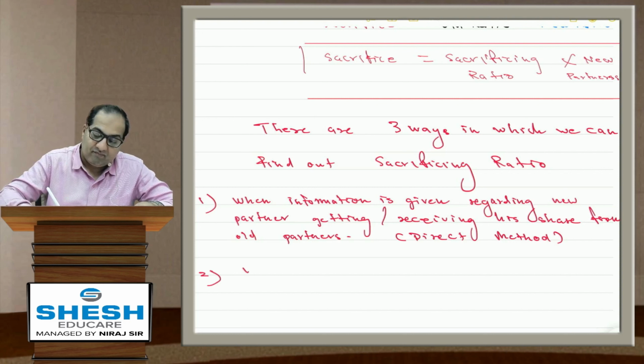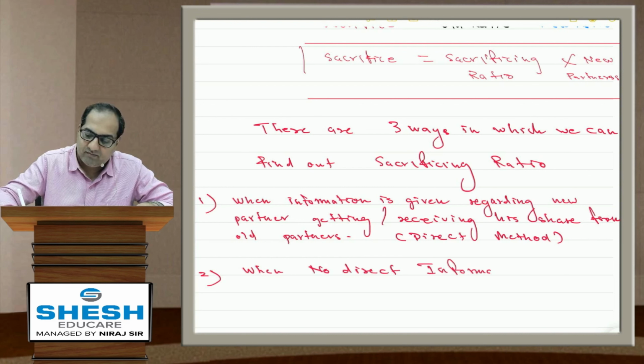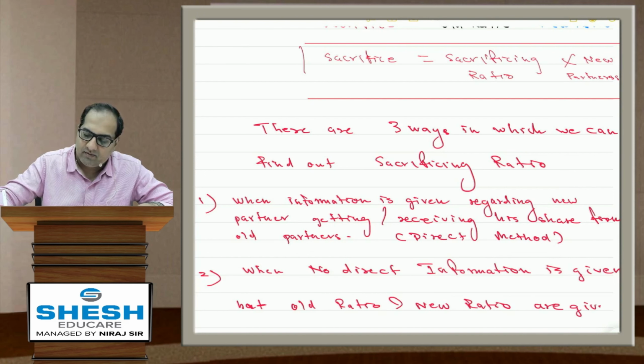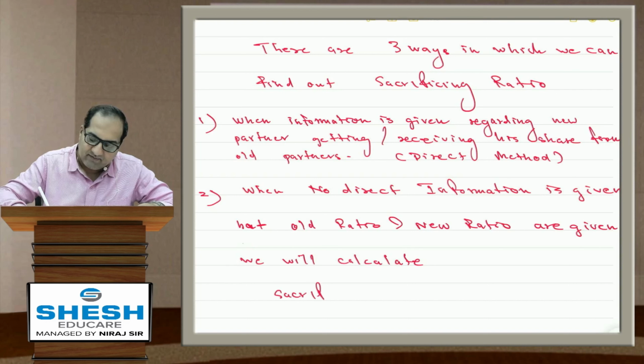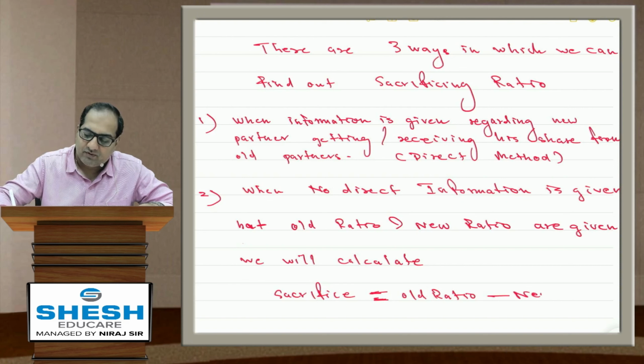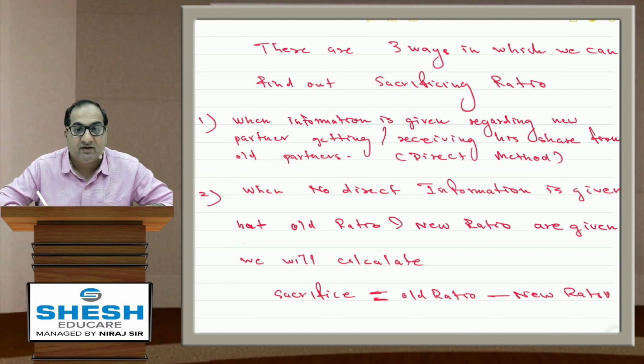Number two, when no direct information is given, but old ratio and new ratio are given, we will calculate sacrifice is equal to old ratio minus new ratio. This is the formula we have discussed.